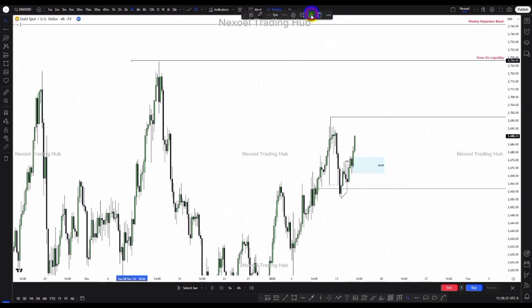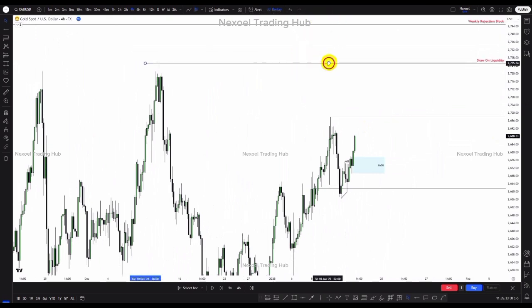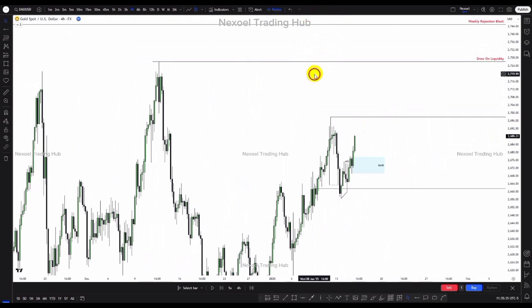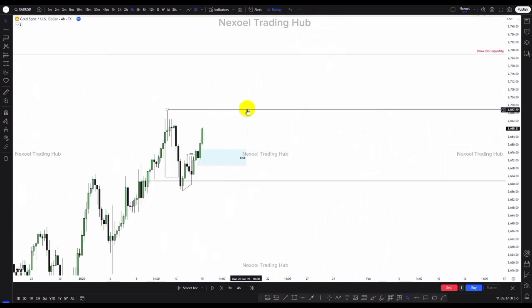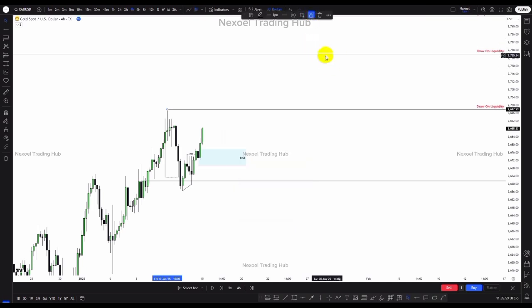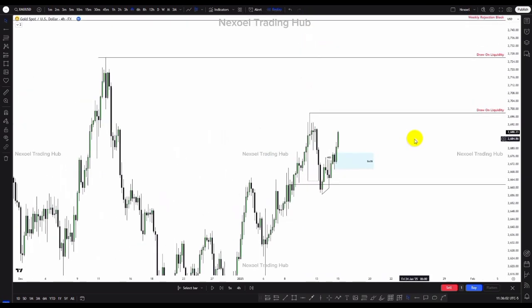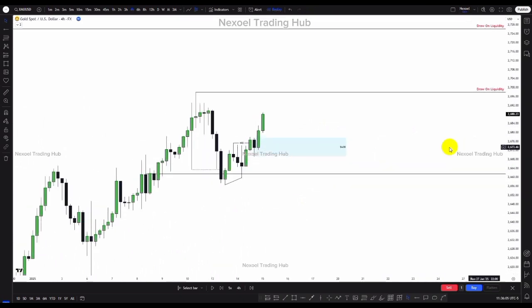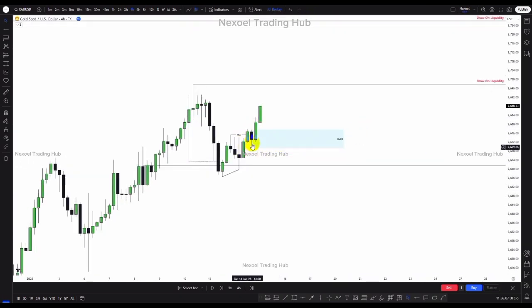So we can now clearly see that we've established another draw on liquidity from the 4-hour time frame, which is this draw on liquidity. So let's clearly make that visible and well labeled. So we have that as our draw on liquidity, because that's the most recent high point that price left in the market. So that becomes the next draw on liquidity before the daily time frame draw on liquidity. So now what we need to look at is in confluence to this bullish order block.